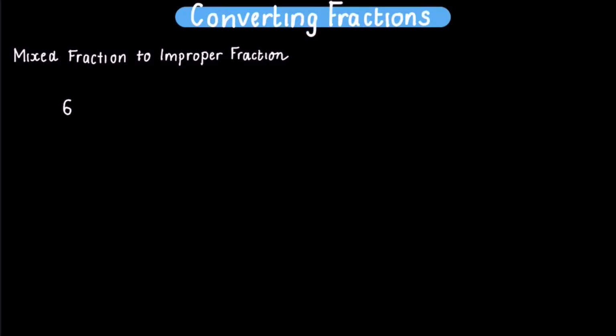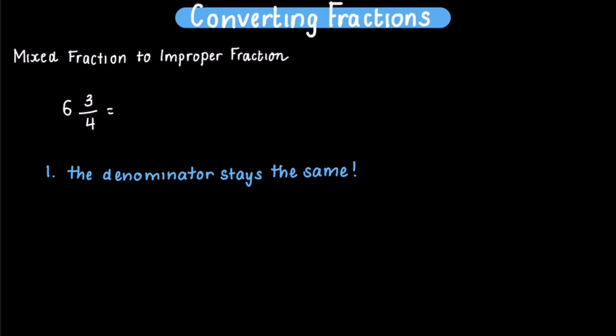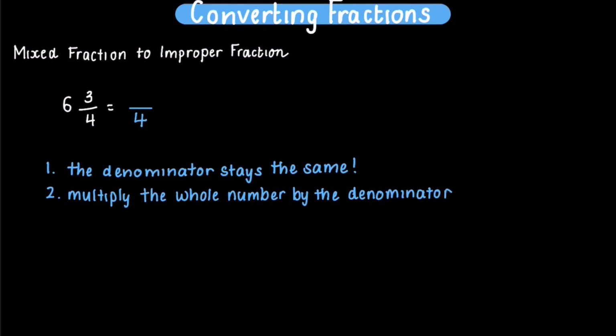Now that we've learned how to convert an improper fraction to a mixed fraction, we need to learn how to convert a mixed fraction to an improper fraction. So the way you start that off is the denominator stays the same like we did before. The second step is multiplying the whole number in the mixed fraction by the denominator. So we're going to do 6 times 4, which is 24.